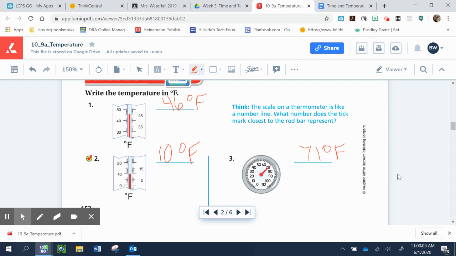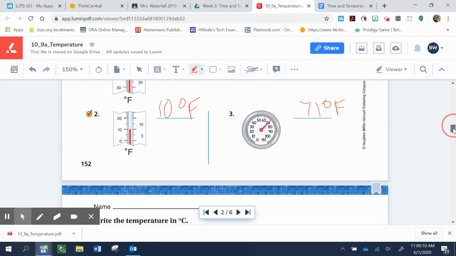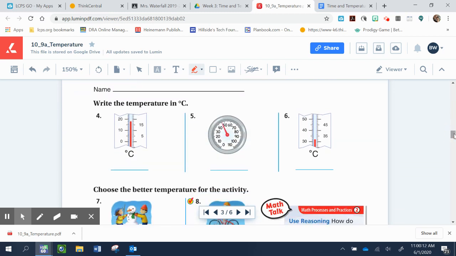You want to use the scale to help you. Now we're going to do our degrees in Celsius. So if we look at our line here, we can tell that this is 10, 15, and 20. So in between 15 is 16, 17, and 18. So this is going to be 18 degrees Celsius.